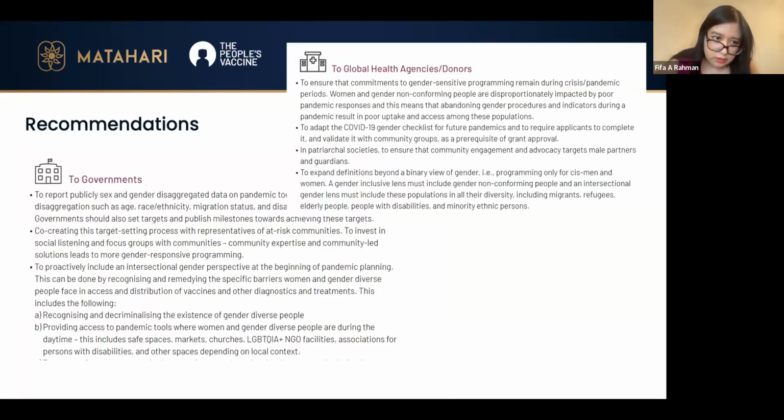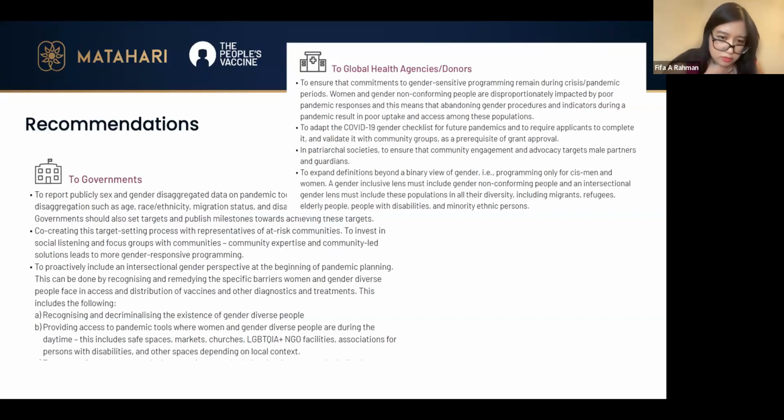So from the report, we created several recommendations to governments, and this is just a portion of the recommendations. They're quite long, and that includes to publicly report sex and gender disaggregated data on pandemics, but to also include age, race, ethnicity, migration status, disability. And I know that this is a long road, because countries aren't frequently enough or well enough reporting sex and gender disaggregated data, but we recommended the ideal that they should also record other things such as migration status and disability.